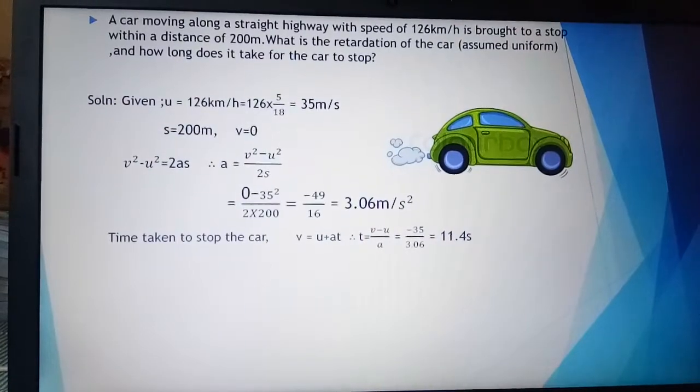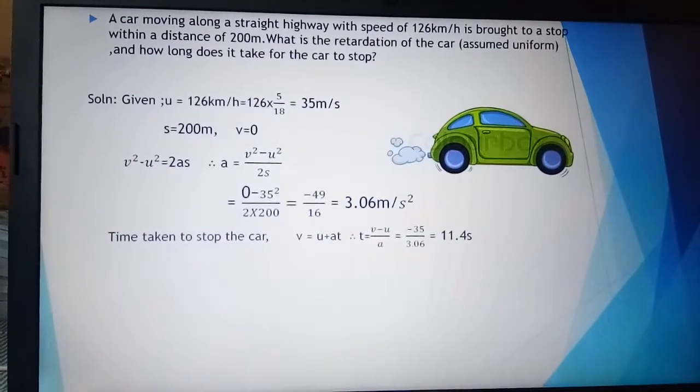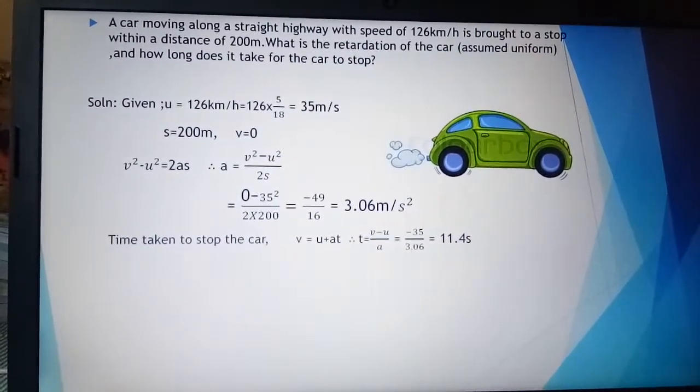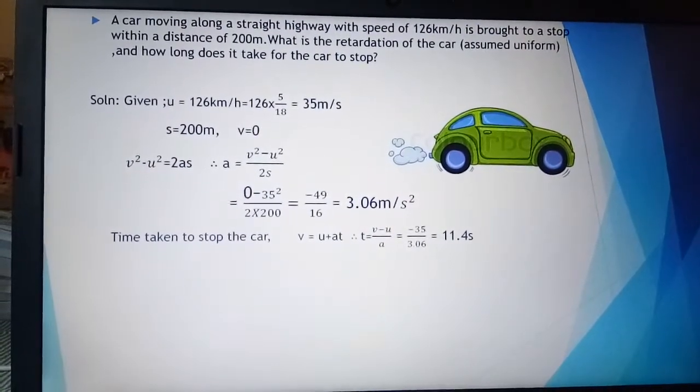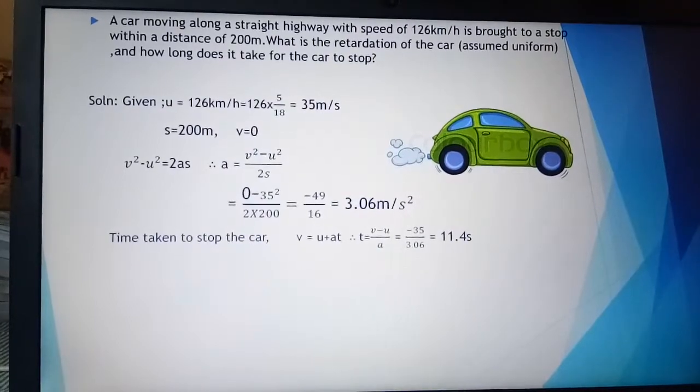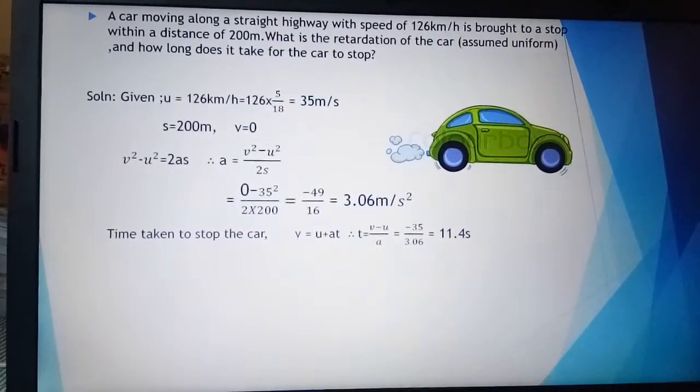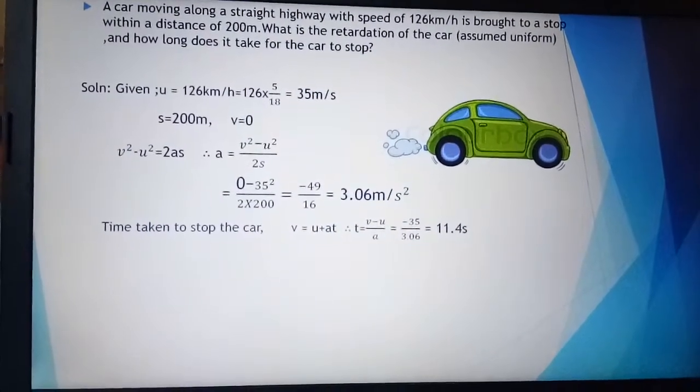A car moving on a straight highway with a speed of 126 km per hour is brought to a stop within a distance of 200 meters. What is the retardation of the car and how long does it take for the car to stop?